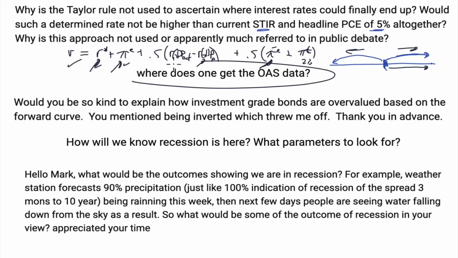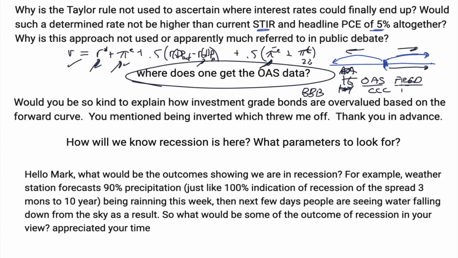Where does one get OAS data? You can go to Google and you can type in IGOASFRED, and it will give you the IG spread. Then change this to high yield OAS, and it'll give you that. And then you can type in AA, you can type in B, you can type in CCC OAS FRED, and it'll give it to you each time. So you could just use that.